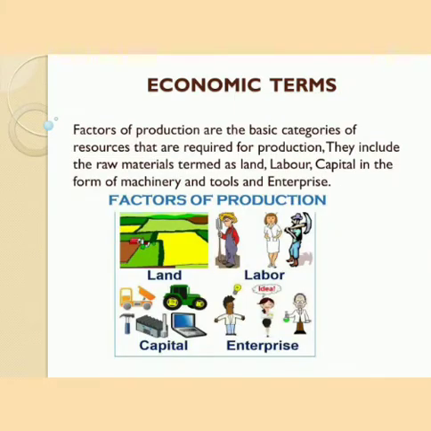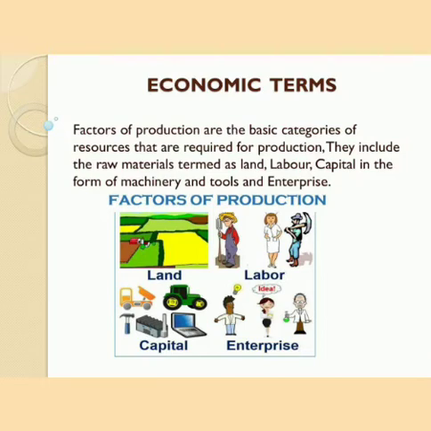When we talk about households, we talk about factors of production. And factors of production are the basic categories of resources that are required for production. They include the raw materials, which is known as land. They include labor, capital in the form of machinery and tools, and enterprise. So basically, in the production process, whatever is required is categorized into four categories. One is all the free gift of nature, whatever we receive in the natural raw material form, this is known as land.